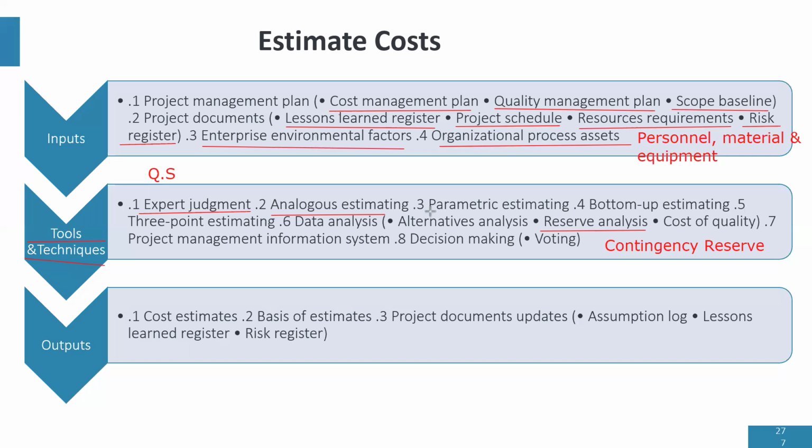Parametric estimating means that your cost estimate will be based on parameters. So let's say that you hire maybe a vendor, or you hire a particular expert or a particular skilled person on your project, and you're paying them per hour. Of course, that's going to be a parametric estimating, which means the total number of hours they spend on the project will determine how much we pay them.